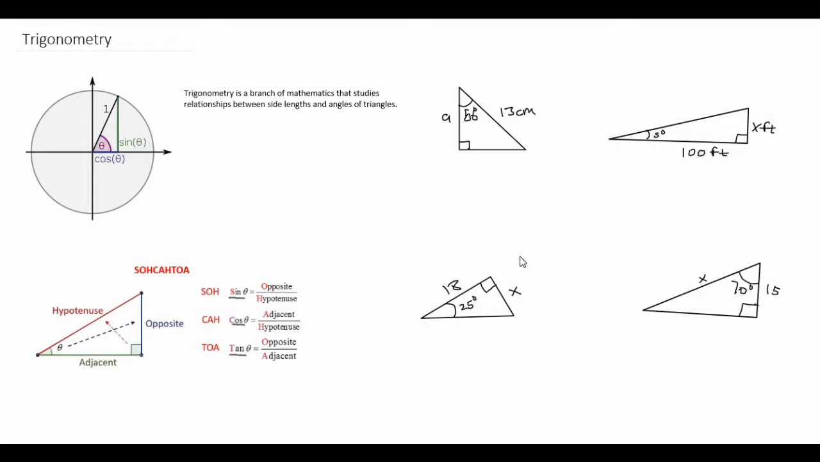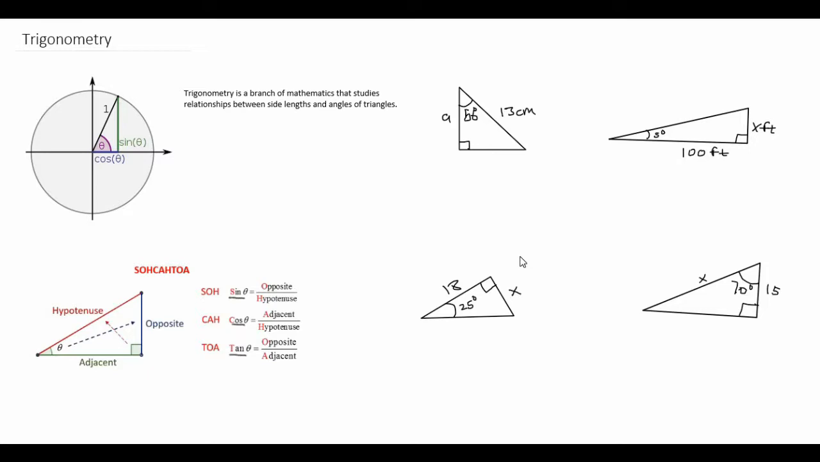So what is trigonometry? Trigonometry is the branch of mathematics that studies the relationships between side lengths and angles of triangles. So here are the three functions you'd need to know in order to know trigonometry. They are sine, cosine, and also tangent.